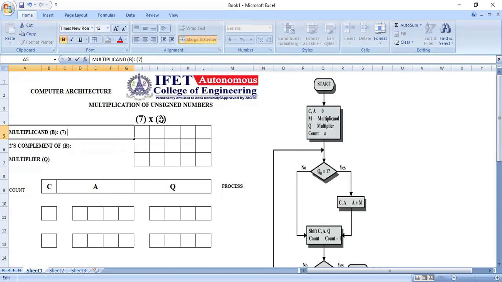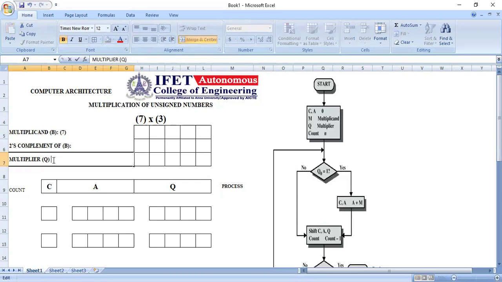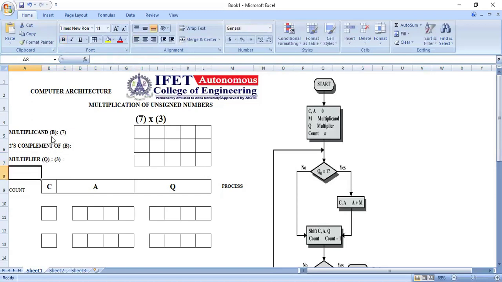The second number is called the multiplier, and this multiplier value is to be stored in the Q register. So here I'm taking two registers. One register is named B, and in that B register I'm going to store the multiplicand value, so I'm storing 7 here. The second register is the Q register, which is used to store the multiplier, so I'm storing 3 here. Coming to the flowchart and starting the process.